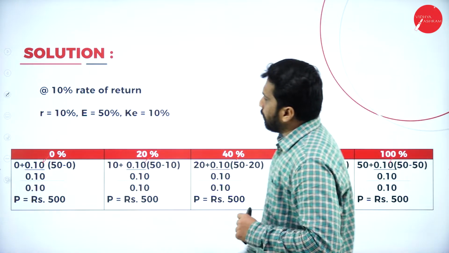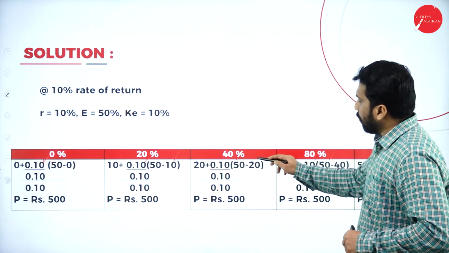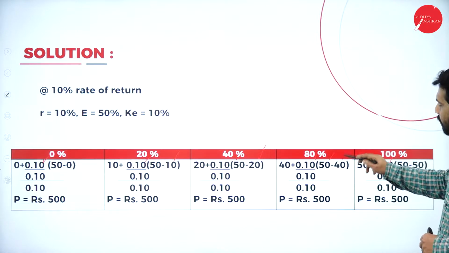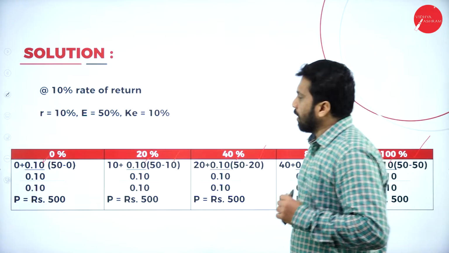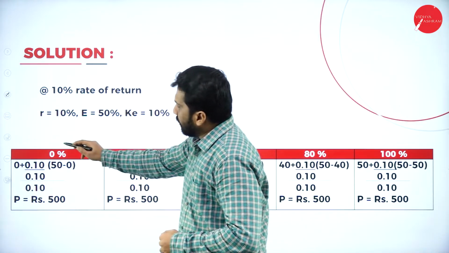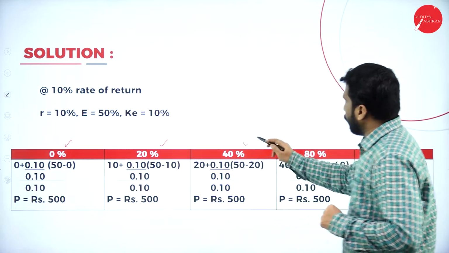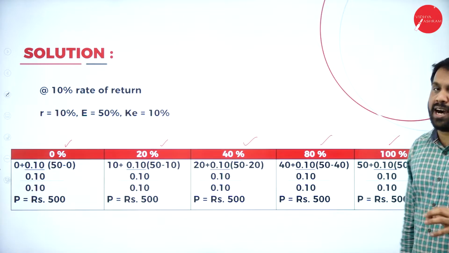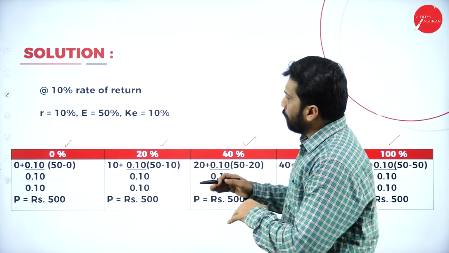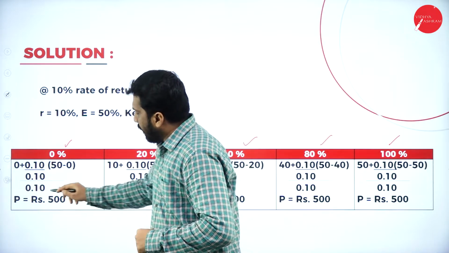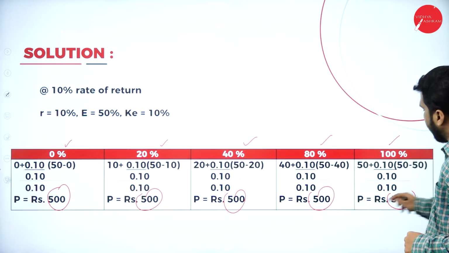Now, your dividend payout ratio is 0. Half of the 20 will be 10. Half of the 40 will be 20. Half of the 80 will be 40. Half of the 100 will be 50. Hope you are clear. Now, if you go with this one, 0% dividend payout ratio, 20% dividend payout ratio, 40%, 80%, and the last one, 100% dividend payout ratio. Now, if you go with this calculation, see, everywhere we get answer of 500.